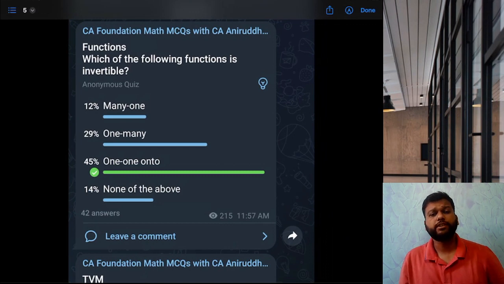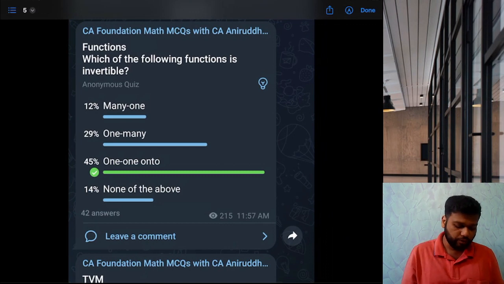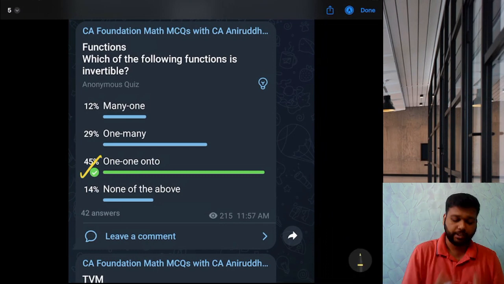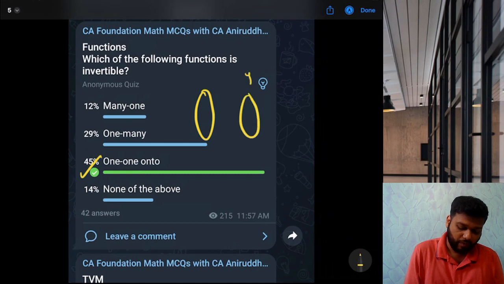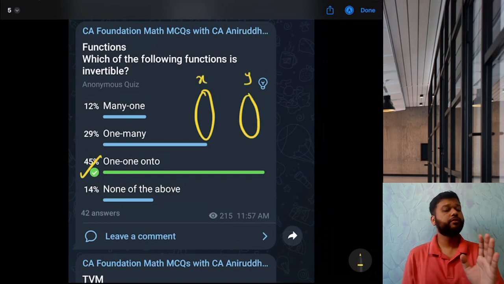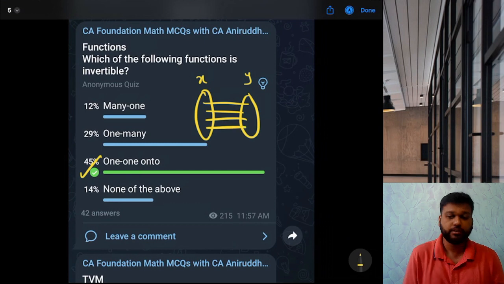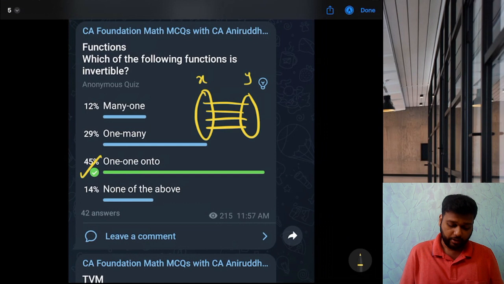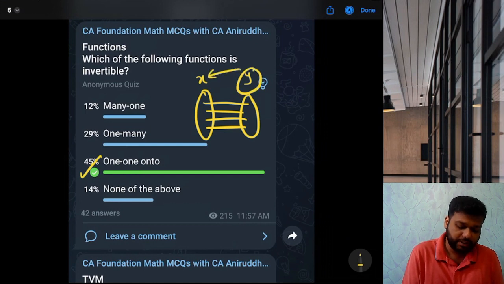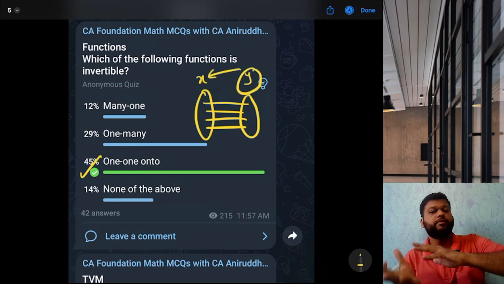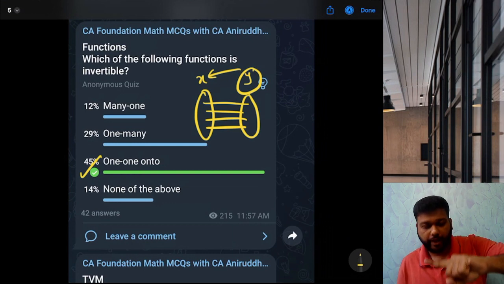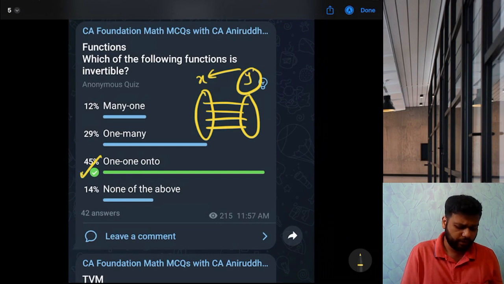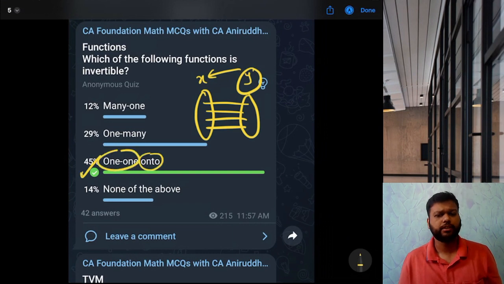Which of the following functions is invertible? So a one-one onto function is invertible. Why? Because understand, if we want to invert the function, that means we want to come from y to x. If we want to come from y to x, that means the function has to be one-one so that we can come back, and the function has to be onto. Onto function means what? For every y there must be some x. Logical, right? Because we are going from y to x, that means for every y there must be some x. For every output there must be some input. So that is a one-one onto function. That is the correct answer.